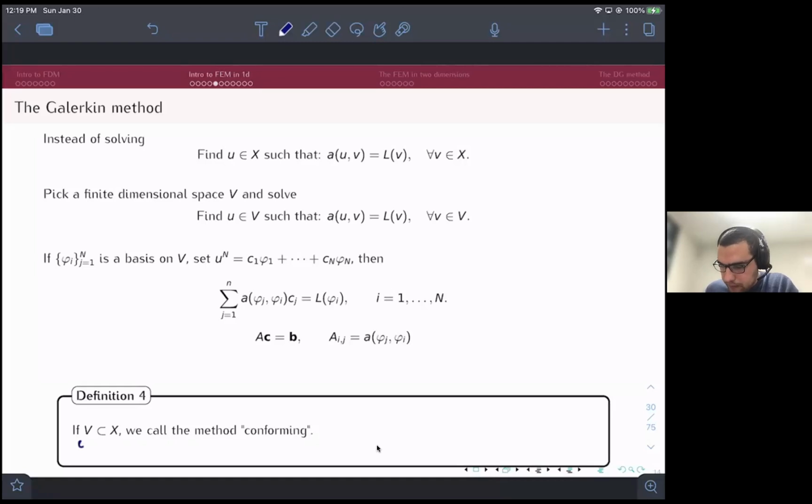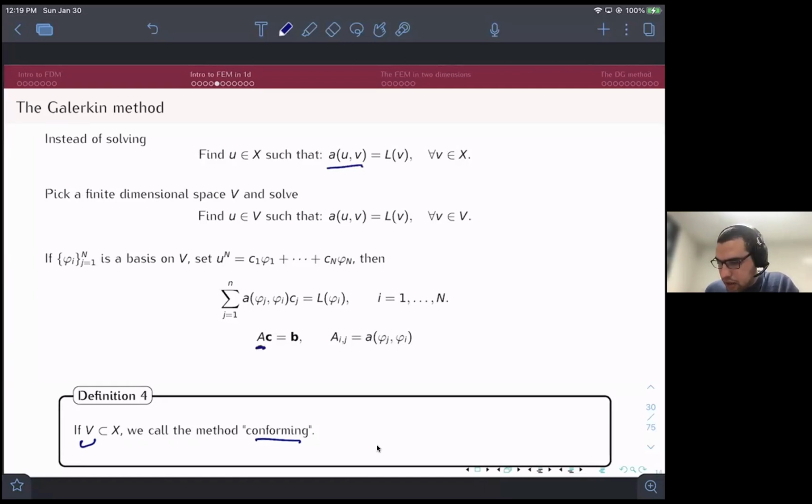If V is a subspace of X, we call this method conforming. Conforming methods are usually the easiest methods to analyze because they inherit all the properties of the bilinear form A. For instance, for Poisson's problem, A would be coercive and symmetric. And the matrix A will be symmetric positive definite, for instance. So it inherits all the properties of A, not all of them, but the interesting ones.